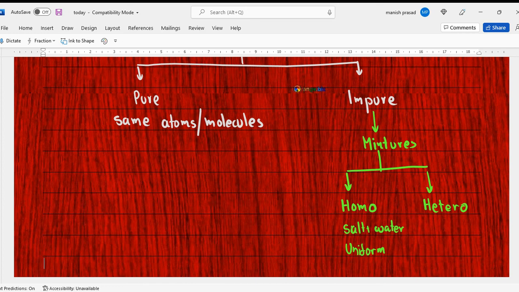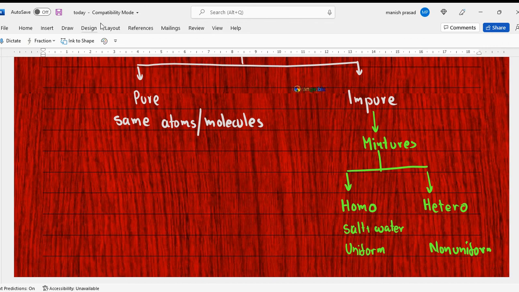Now, give me an example of heterogeneous composition. Like, for example, rocks and water, you can see. Yes, there is snowfall in your place, snow and mud. You can easily separate them out. So that is also an example of a heterogeneous mixture. Heterogeneous has a non-uniform composition.